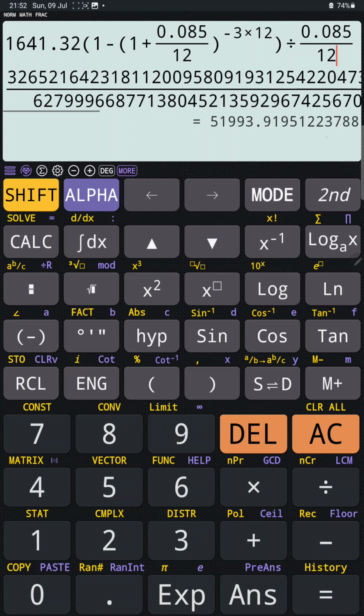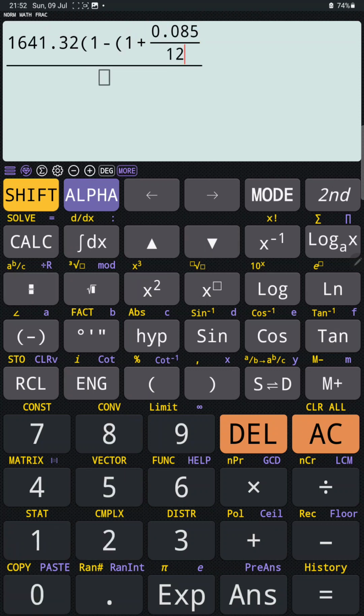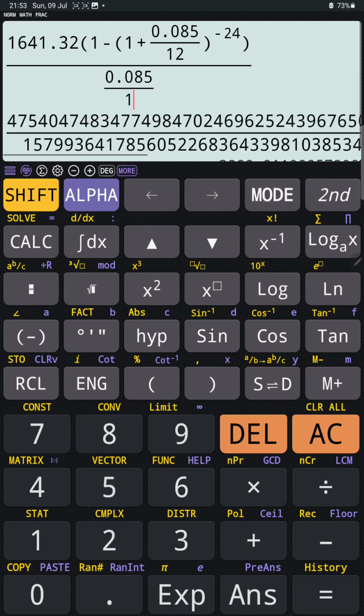So let me just double check my calculations. I think there's something wrong. Let me just change that division there. Let me just put this back button fraction. 1,641.32, and then 1 minus and 1 plus 0.085 over 12, and then must be to the power negative 24 payments and then divided by 0.085 over 12.